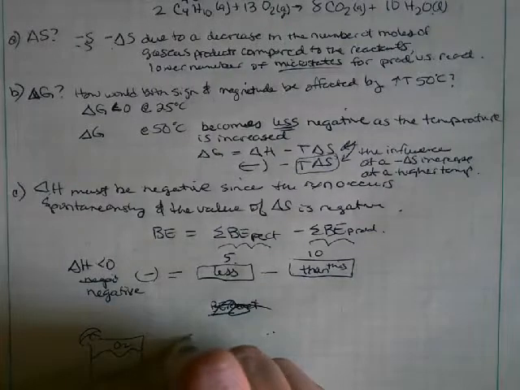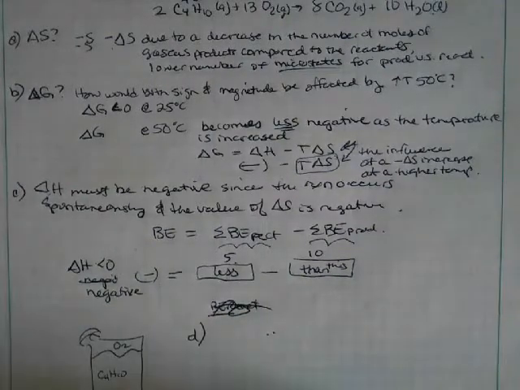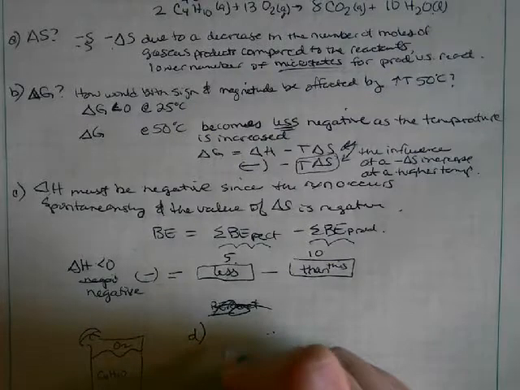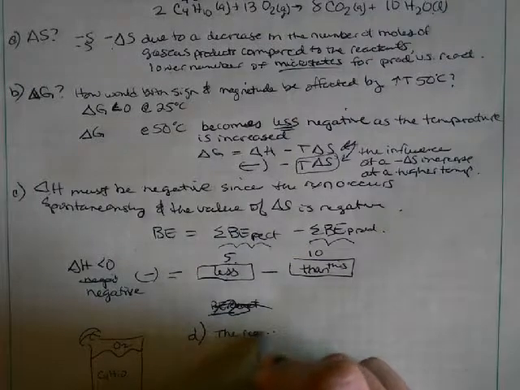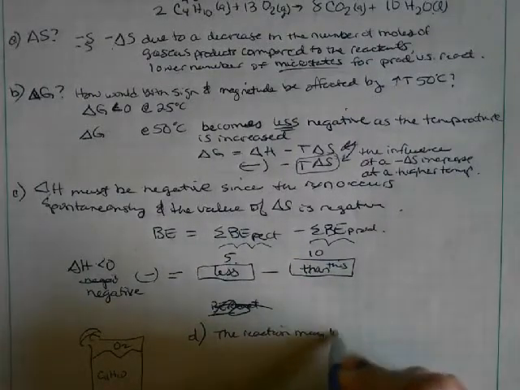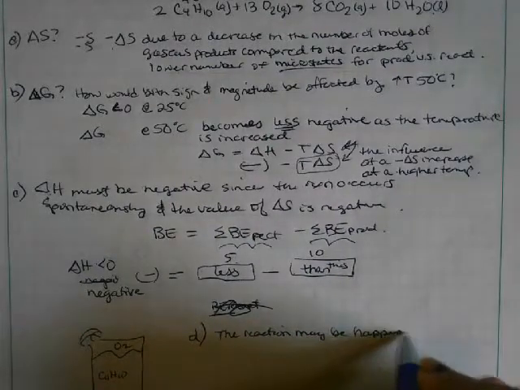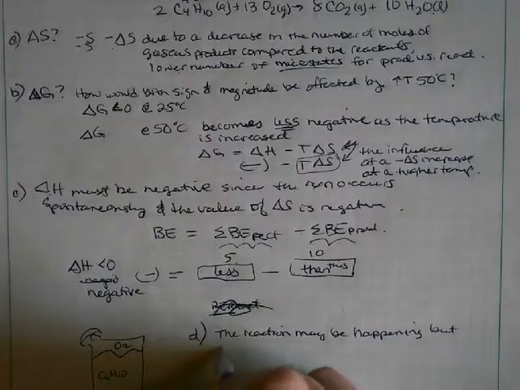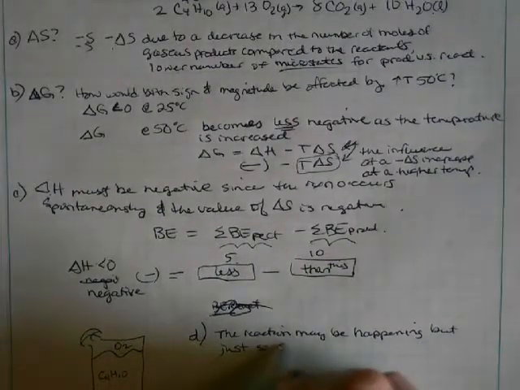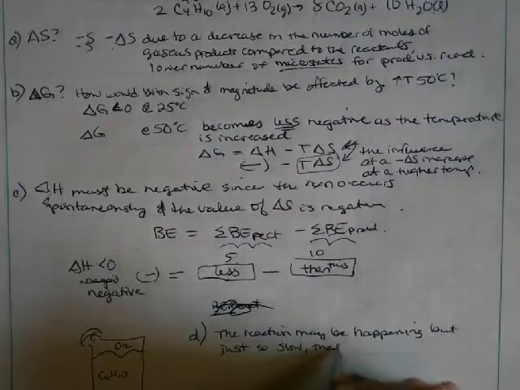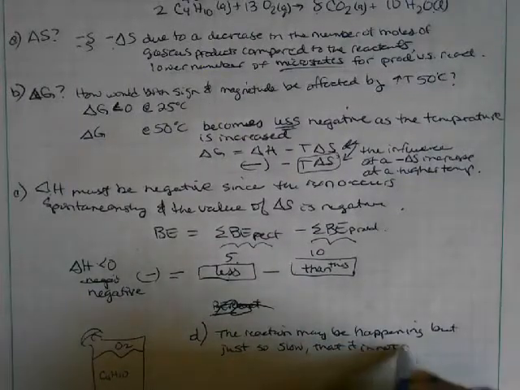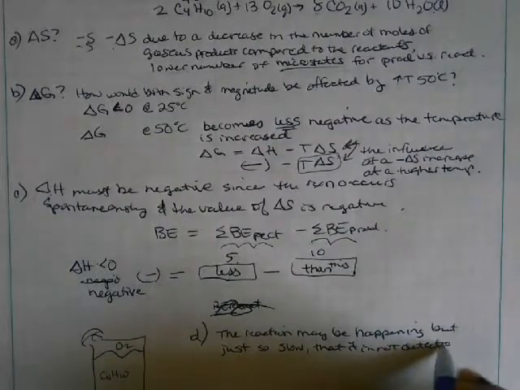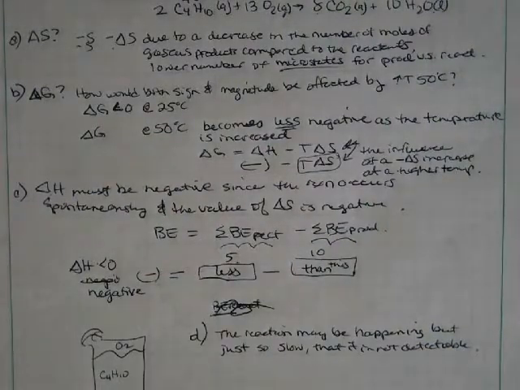Just go for it here. We could say a lot of things. I know what the answer is, but you could say one thing: the reaction may be happening, but just so slowly that it is not detectable. That would be one thing. It may be happening so slowly that it's just not detectable. That could very well be true right now. If we can't detect it, how do we really know?